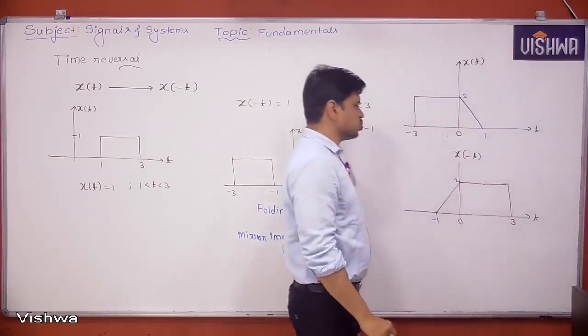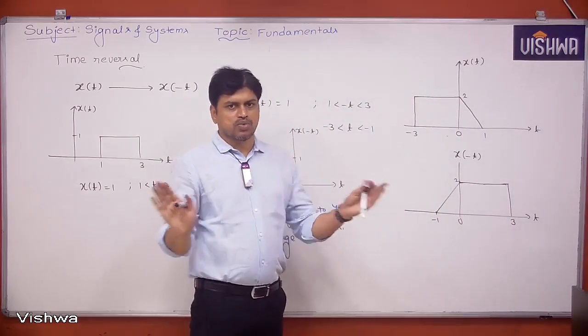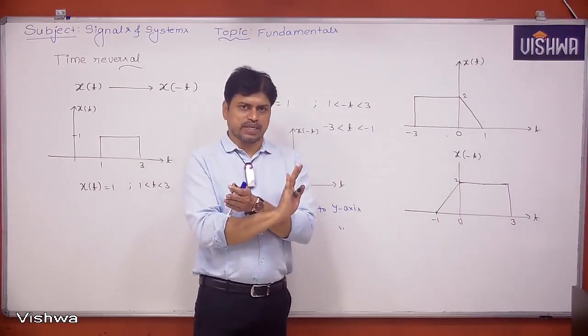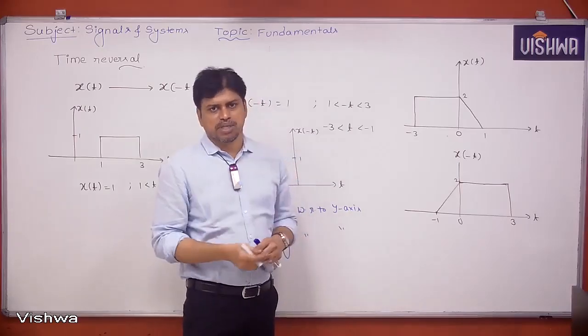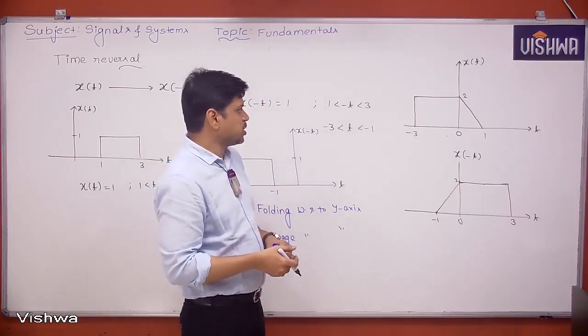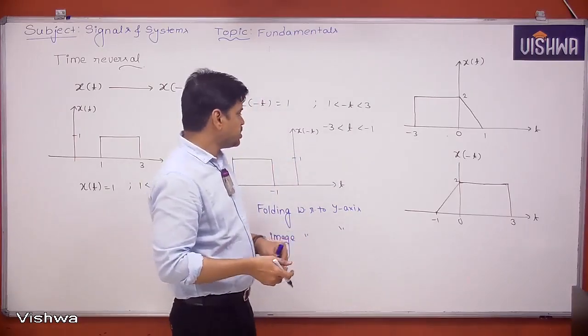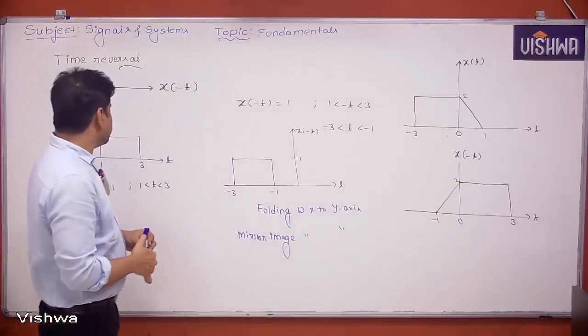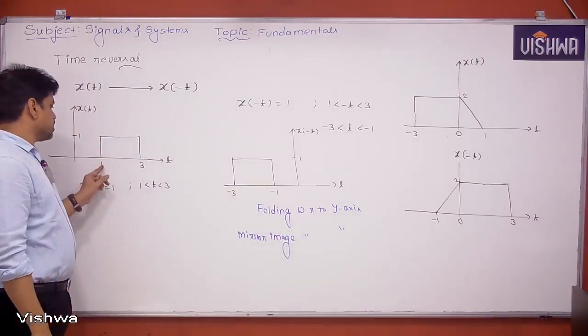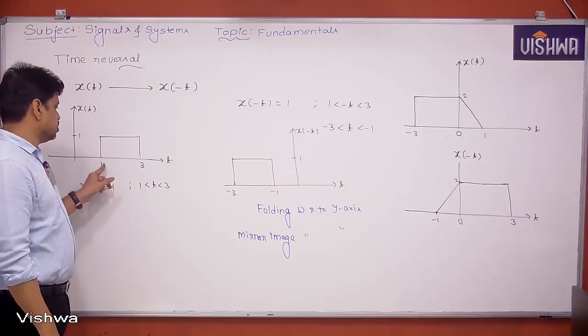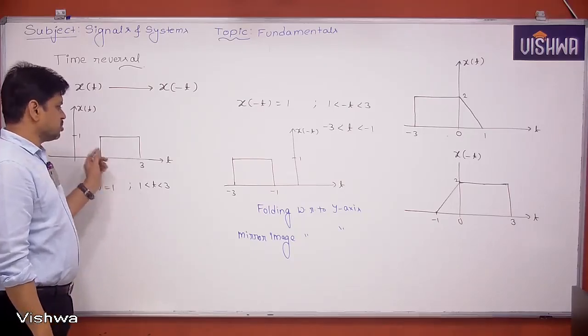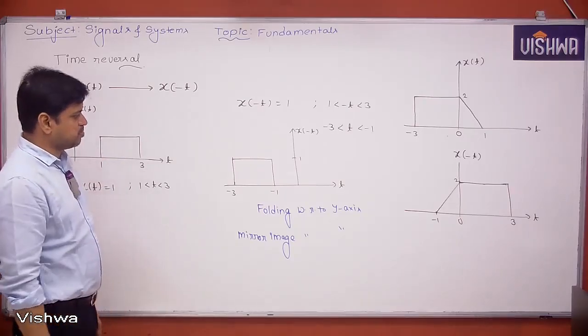Like that. So this is x of minus t, which means we have to fold the signal with respect to the y-axis, or take the mirror image with respect to the y-axis. That's the meaning of time reversal. Or simply we can say multiply each instant with minus 1. If I multiply by minus 1 here, 1 becomes minus 1, 3 becomes minus 3. That is also one way to say it.